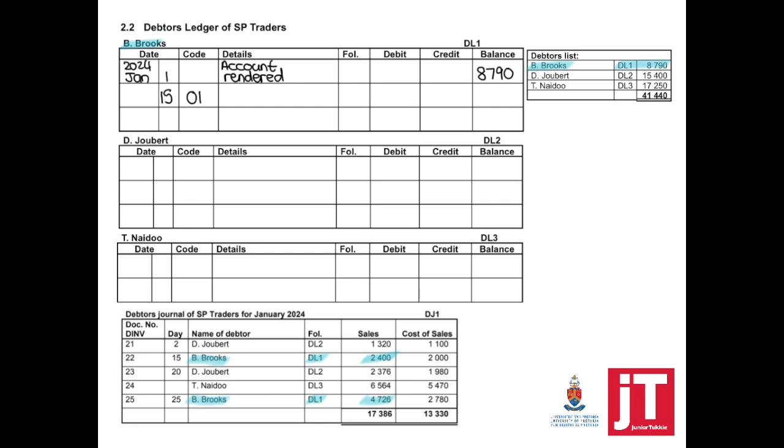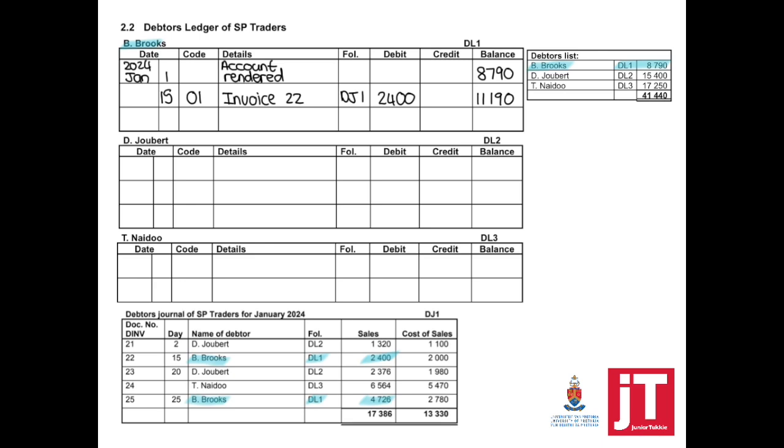Now we can go and look at what happened during the month. On day 15th, we don't write the name of the debtor under details. We look at what was the source document, invoice number 22 from the debtors journal. It will always appear on the debit side. Why? Because debtors control is regarded as a current asset, which will increase on the debit side and will decrease on the credit side. This means we can calculate the new balance by adding that.